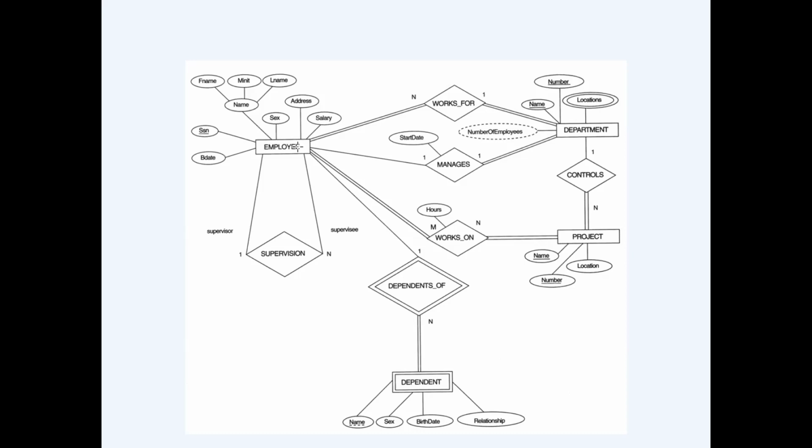So if you take a particular employee, he can manage a maximum of one department. That's what the one means. Let's take the department side. A department can have one employee as a manager. So that's what it means. Therefore, this relation is known as a one-to-one relation.